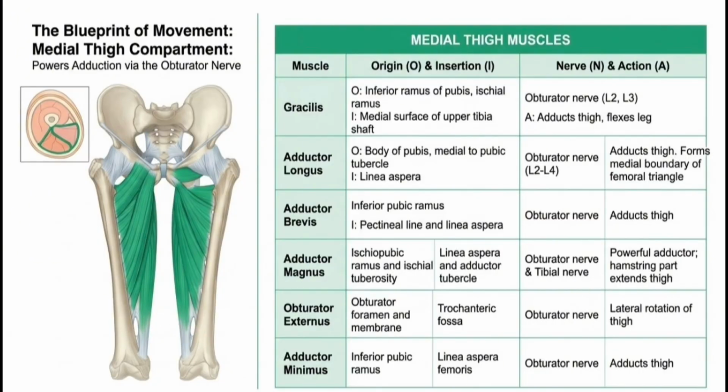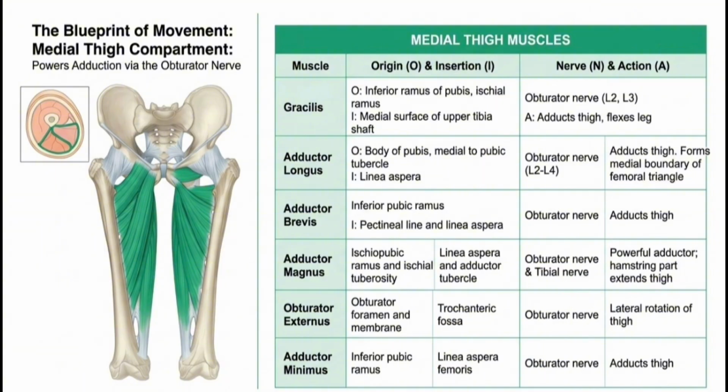We now focus on the medial thigh compartment, the primary adductor powerhouse, drawing the lower limb back toward the body's midline axis. The distinguishing structural signature here is that this entire compartment is under the explicit domain of the obturator nerve. The muscular lineup features the slender gracilis, which adducts the hip and assists in knee flexion. It is supported by the classic adductor trio, the adductor longus, adductor brevis, and the massive adductor magnus.